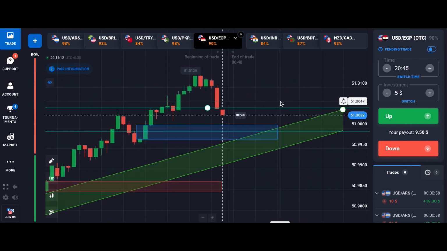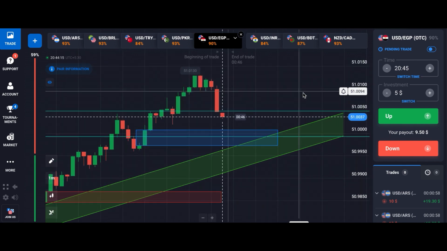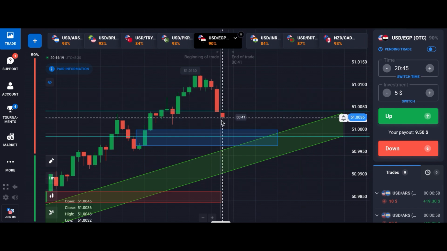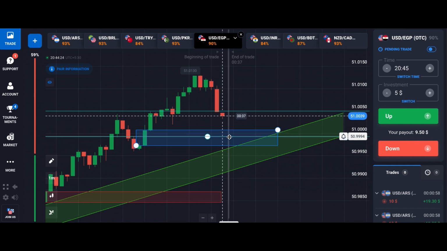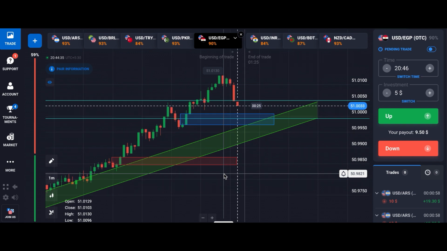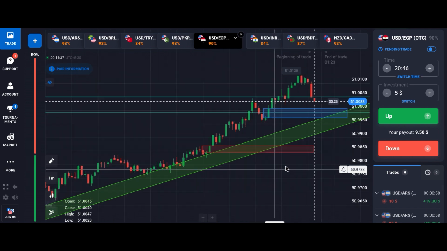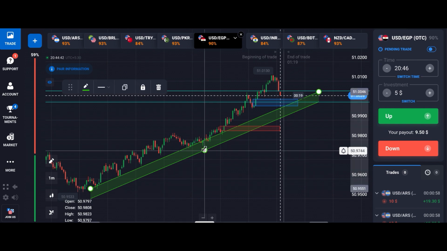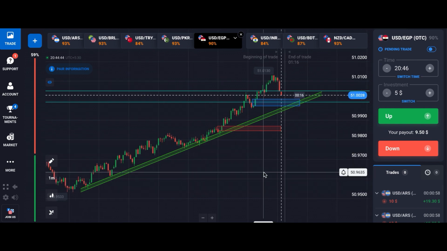I think we can find an opportunity here in this chart. So let's wait for 1 minute. If this candle touches this level and closes within this area, then I will execute the next trade in the up direction for 1 minute. Till now we are waiting for the response. So let's see what is going to happen and what will be the result of this candle.